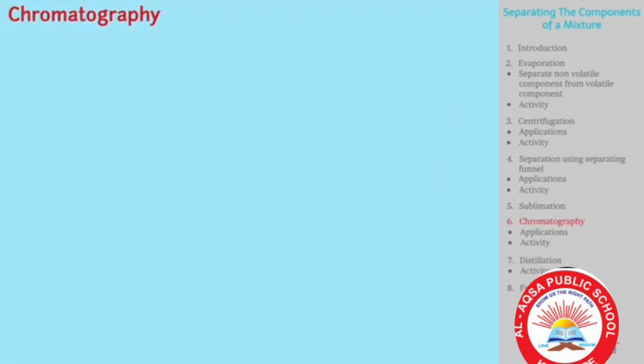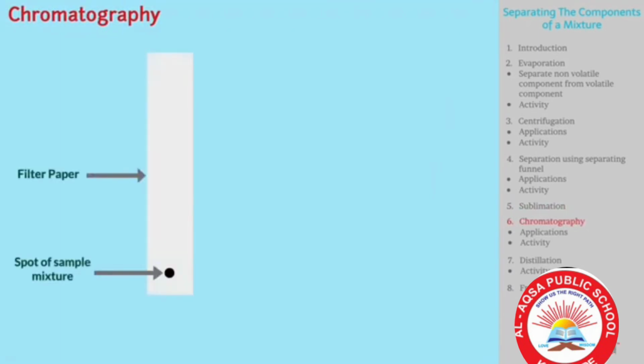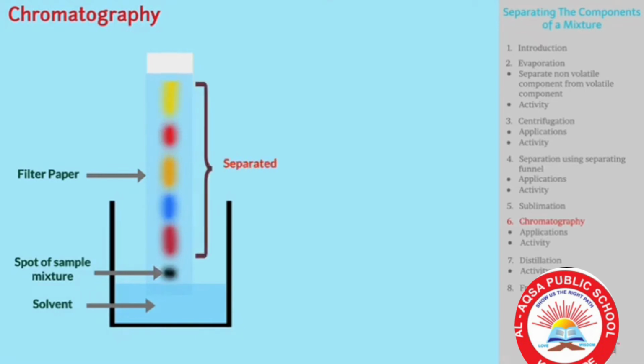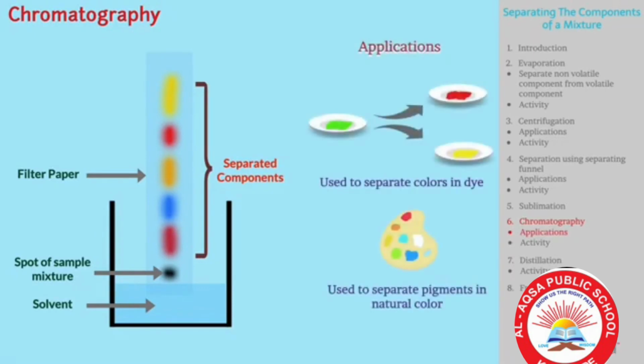Next one, chromatography. In this method, a spot of sample mixture is applied on the filter paper and the filter paper we have to place in the solvent. The colored component that is more soluble in water rises faster and in this way the colors get separated. It is the technique used for separation of those solutes that dissolve in the same solvent.